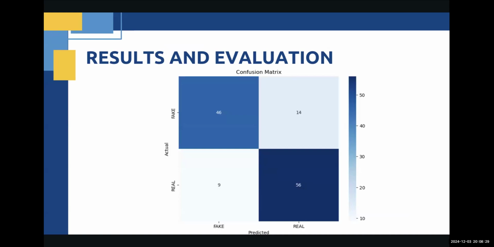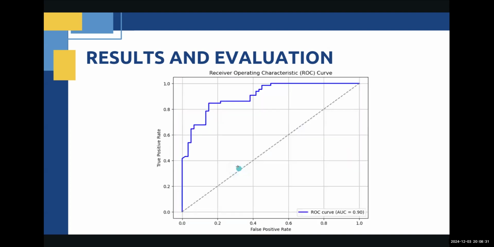Let's proceed to the next outcome, which is the ROC curve, which demonstrates our model's ability to distinguish between fake and real videos with an AUC value of 0.9, which indicates high classification performance. The curve shows a strong trade-off between the true positive rate and false positive rate, which validates the model's robustness. Moving ahead to the next finding.